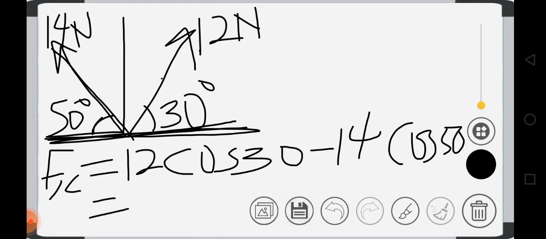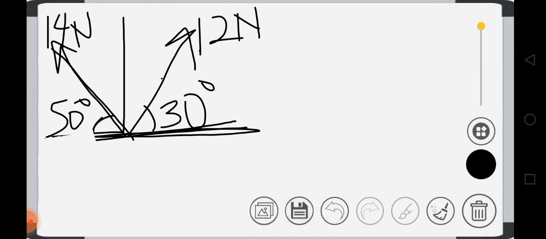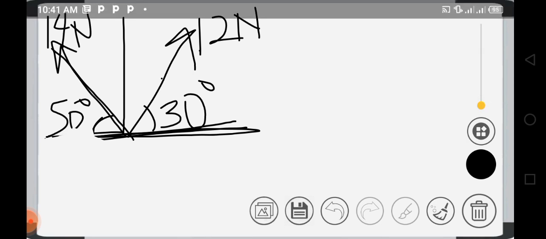So what are we going to have there? We have 12 cos 30 minus 14 cos 50. So we are having 1.4 approximately, or 1.393, literally 1.4 newtons. That is the x component. Then let's look at the y component now.